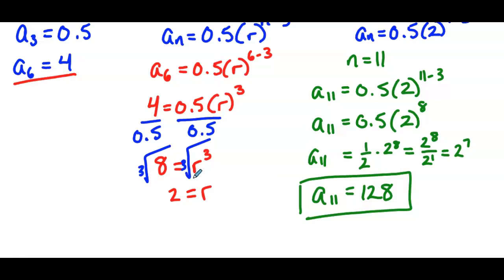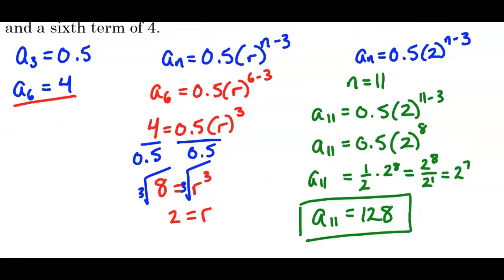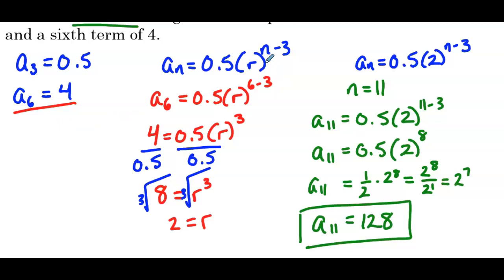We had to work a little bit harder to get that compared to our other examples because we first had to solve for the common ratio and then set up the explicit formula and plug in 11.